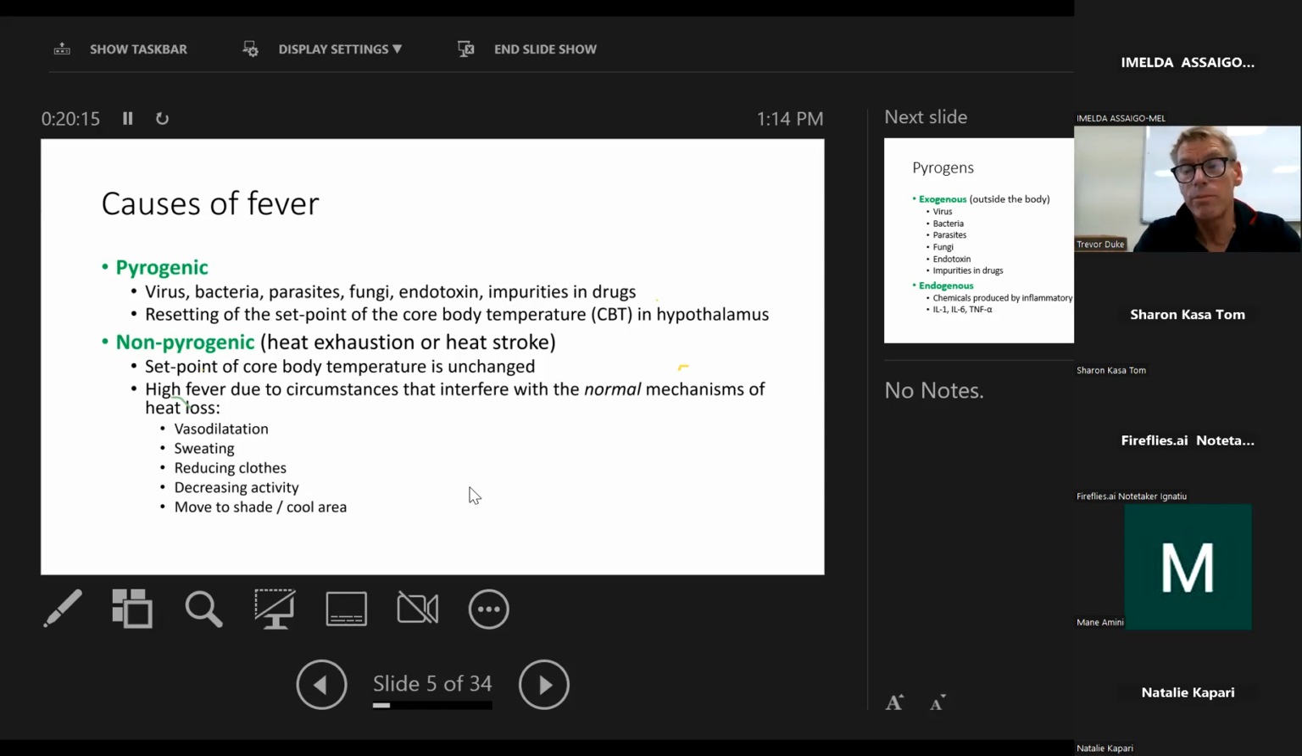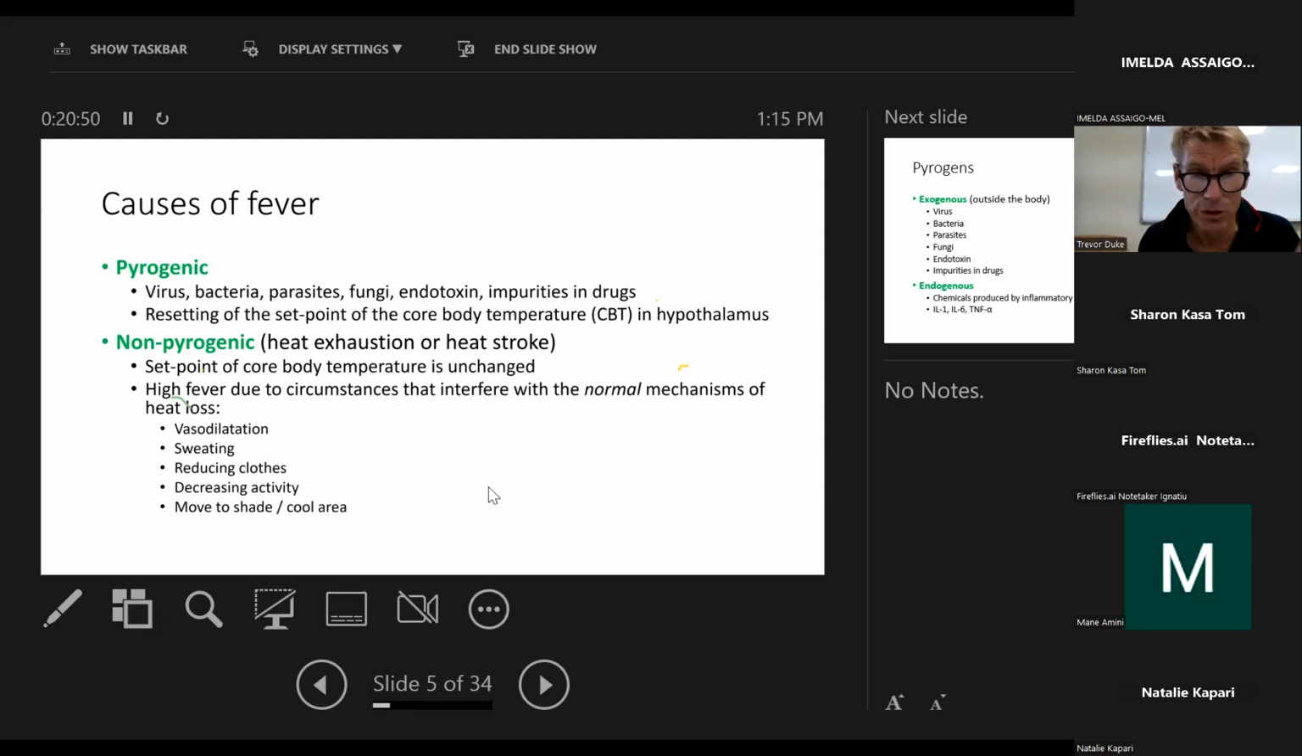All right, so we have our mechanisms that we talked about before for heat loss, like vasodilatation and sweating, and behavioral responses like we move to the shade, or we take off our clothes, or we drink water. All of those things are normal responses to exposure to heat. But for some reason, some children, because of their environment, may not have those responses. They may not be able to mount those responses. And that particularly happens in young babies, in infants who are exposed to extreme heat. We'll talk a bit about heat stroke at the end.